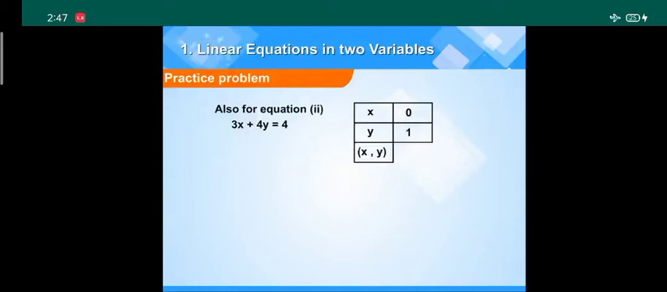Also for equation number 2, 3x plus 4y is equal to 4. X is 0, y is 1. Coordinates of xy are 0 and 1. Similarly, x is 8, y is minus 5. Coordinates of xy are 8 and minus 5.